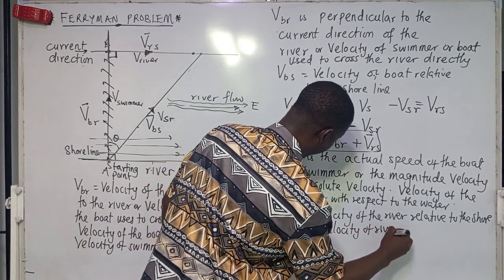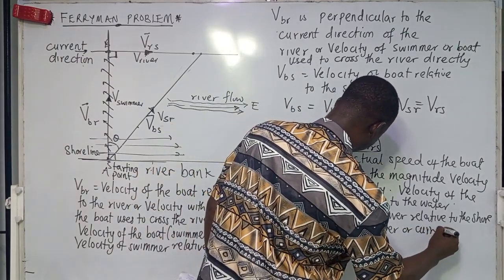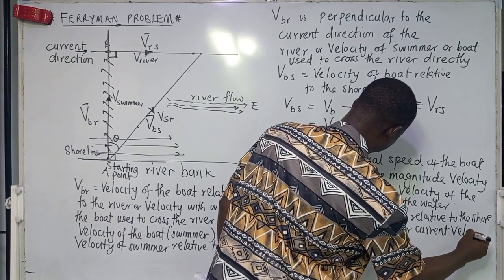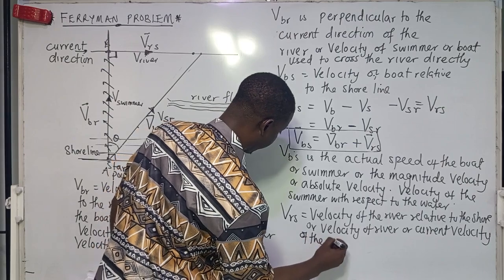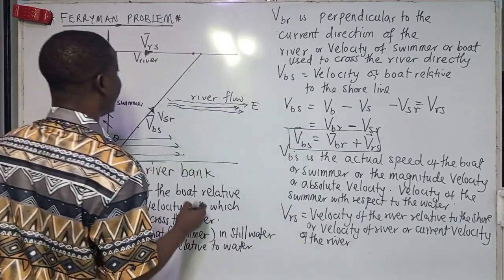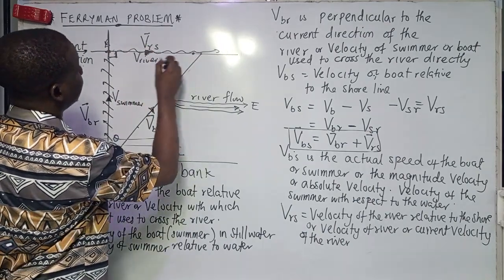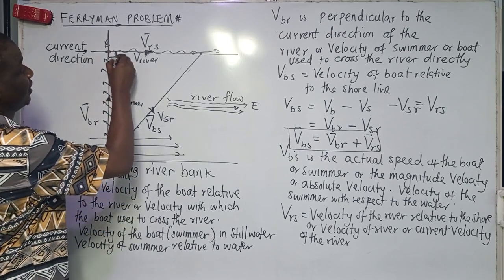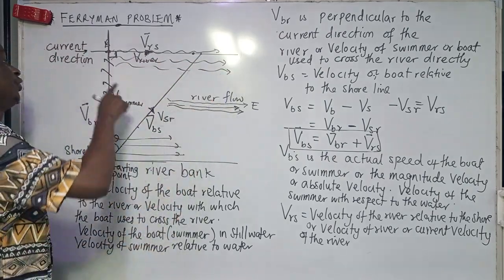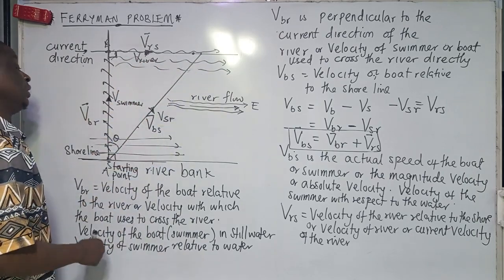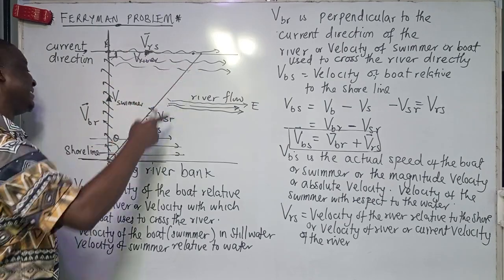Of the river, or the current. What? Velocity of the river. So the current velocity of the river. The river flows with this velocity. That means it flows with this velocity. So the velocity of the river is towards the east direction. Don't forget, the current direction is also flowing towards the east.